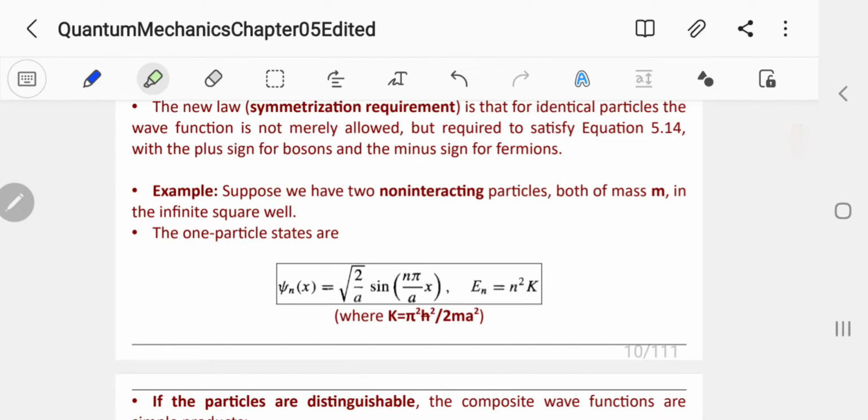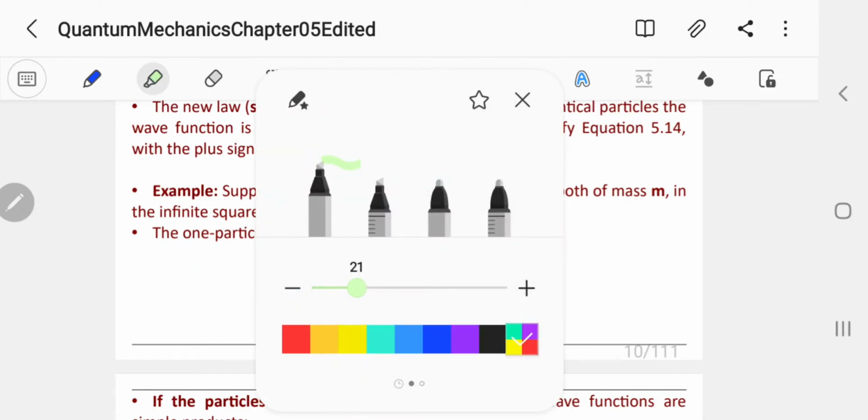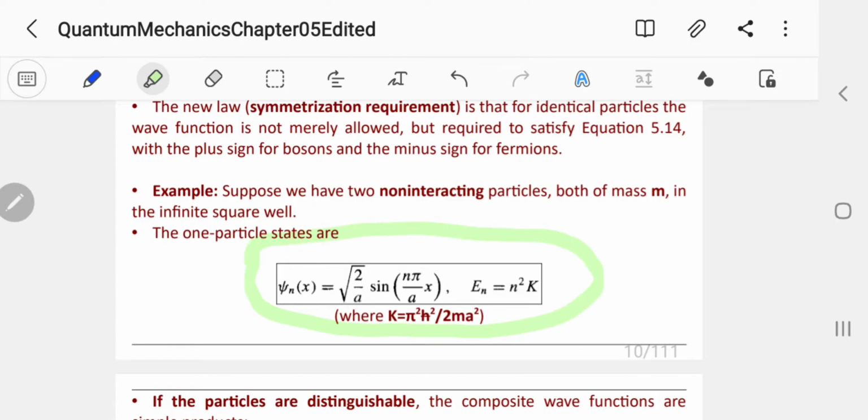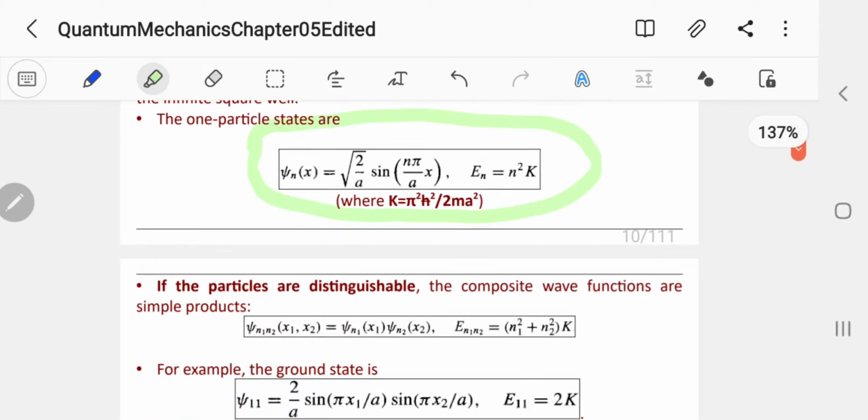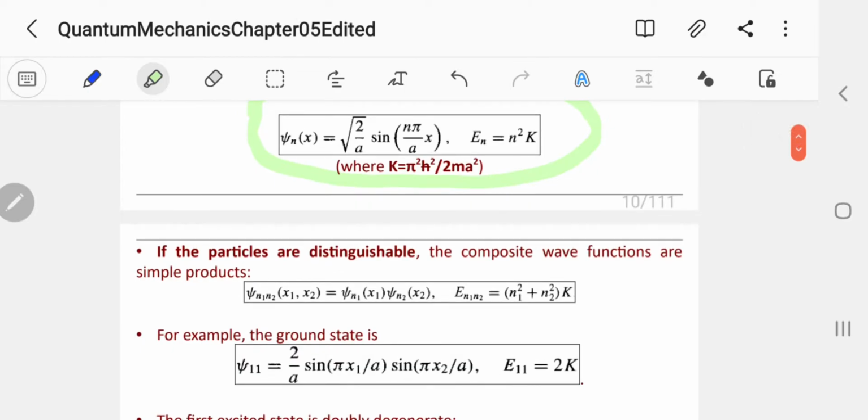For example, suppose we have two non-interacting particles, both of mass m, in the infinite square well. The one particle states are this one. We have solved this in chapter 2. Now, if there are two particles and the particles are distinguishable, the composite wave functions are simple products. So you have psi n1 n2 of x1, x2, just the product of the two particles. And of course the energy would just be the sum of the energies of each particle.